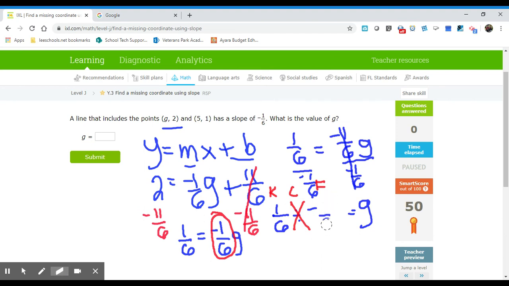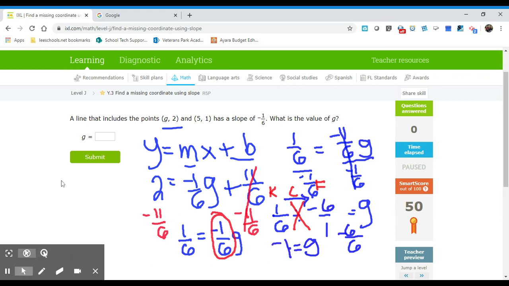So let's go ahead and do that. Negative 6 over 1 right there. Now, if we multiply across, we're going to get 1 times negative 6 is negative 6, divided by 6 times 1 is 6, and negative 6 divided by 6 is negative 1. So all that for g equals negative 1. Let's put it in here and see how we did. g equals negative 1.